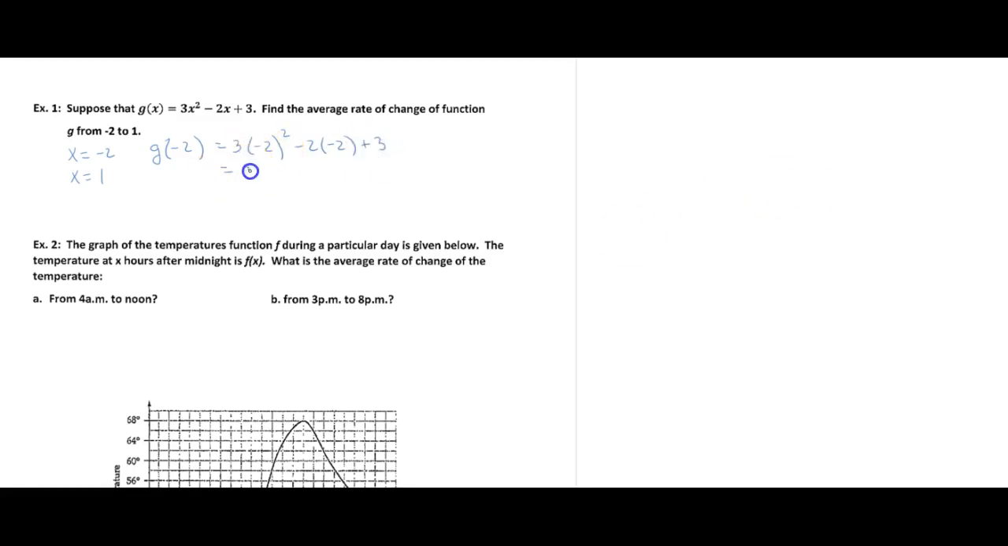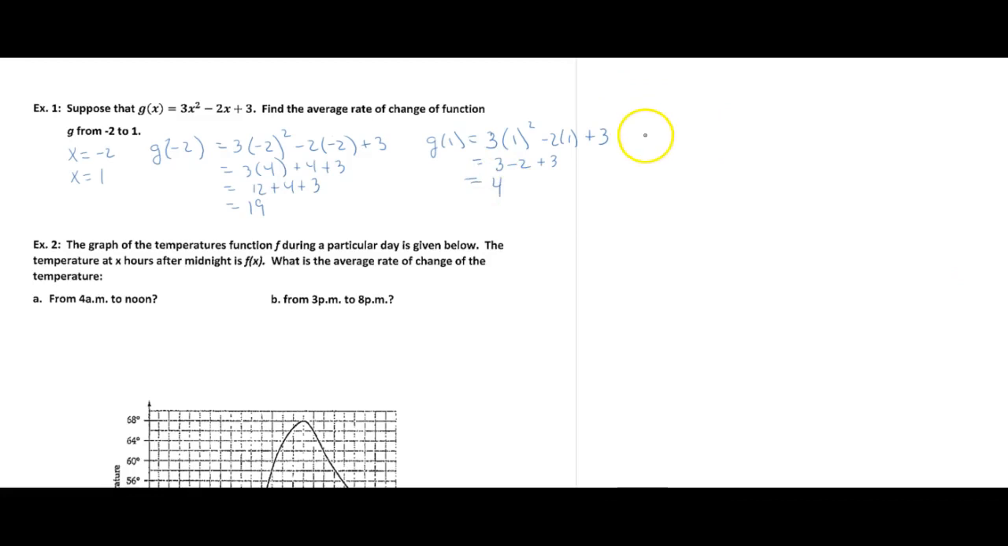And if I evaluate this, that's 3 times 4, plus 4 plus 3, which gives me 12 plus 4 plus 3, which is 19. Okay, so g of -2 is 19. Now we have to find g of 1. So g of 1, same thing, everywhere I see an x, I'm going to plug a 1 in for it. And now, 3 times 1 is 3, minus 2 plus 3. That's going to give me 1 plus 3 is 4.